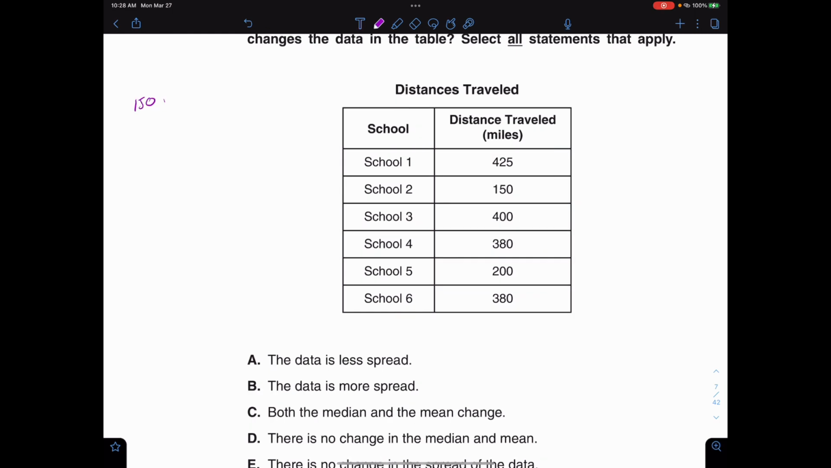I have 150, 200, 380, 380, 400, and 425. Okay, I then have to find the mean and the median. So if I were to add these all up and divide by 1, 2, 3, 4, 5, 6, my mean would be 322.5. Again, to find the mean, I add all the values and divide by how many values. And the median is going to be 380. I do that by crossing off until I get to the middle, which is 380.